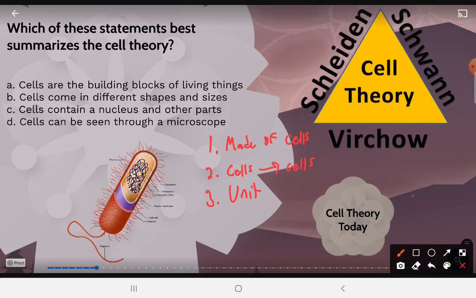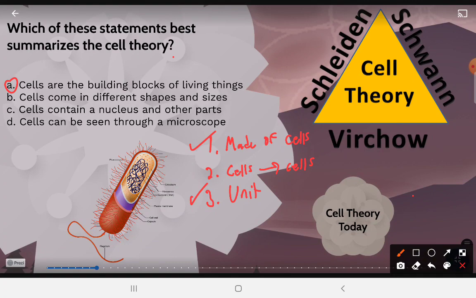So the first one does. Cells are the building blocks. So that sounds like they are the basic unit, and all living things are made of cells. So we're going to go with that one. But let's just rule out the other ones. Cells come in different shapes and sizes. I mean, yes, they do, but that really doesn't check off any of these here.